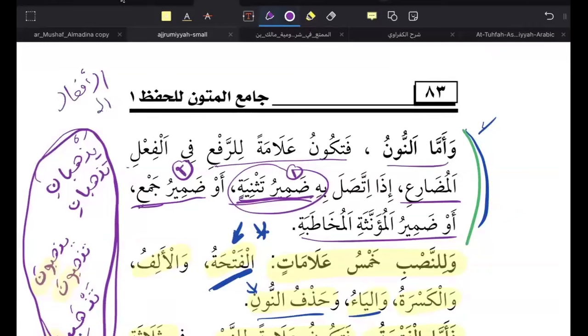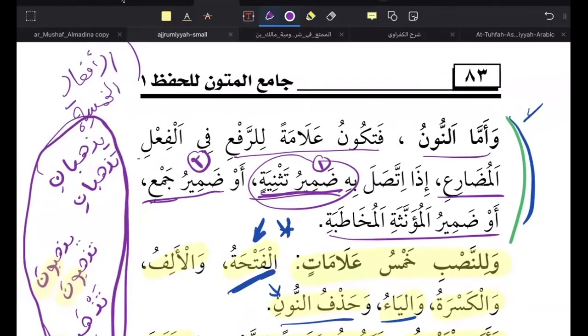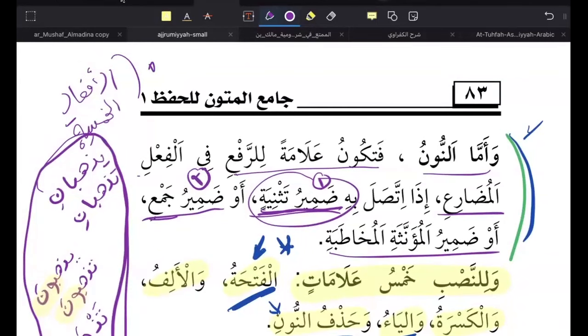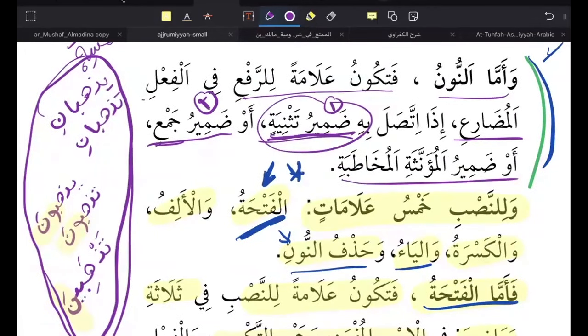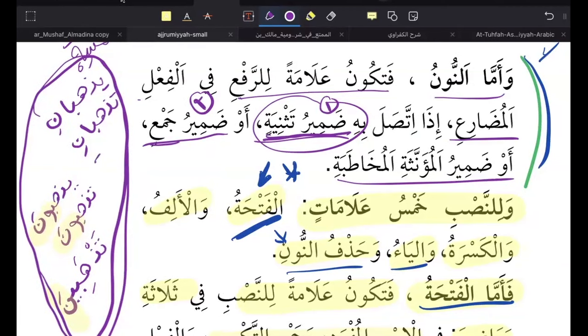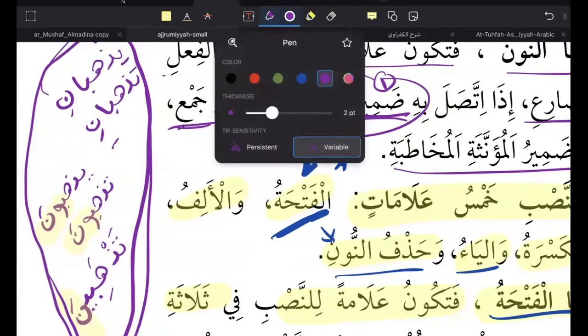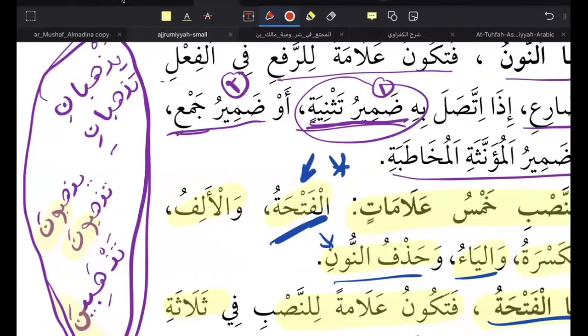Al-af'al al-khamsa. So there's another name, al-amthila al-khamsa. I think al-af'al al-khamsa is more used, but al-amthila al-khamsa is more precise. There's no point in discussing that matter, but I think the most common one is al-af'al al-khamsa. So these five verbs, their i'rab is by this noon, whether the noon exists or not. If the noon exists, then it will be in the raf state. So now you might be wondering, where is the dhamir?